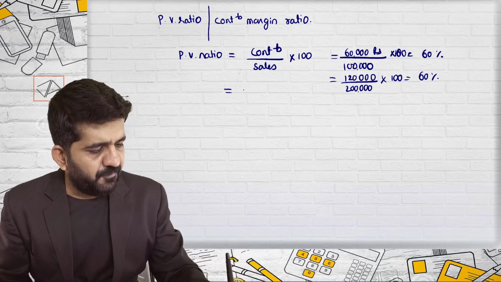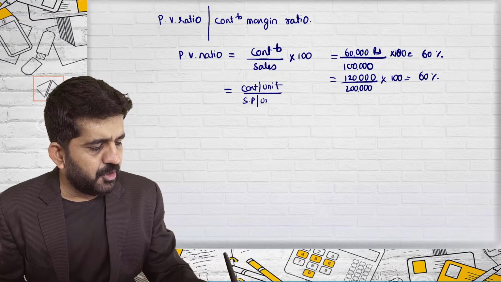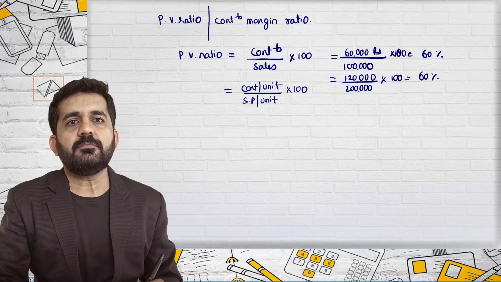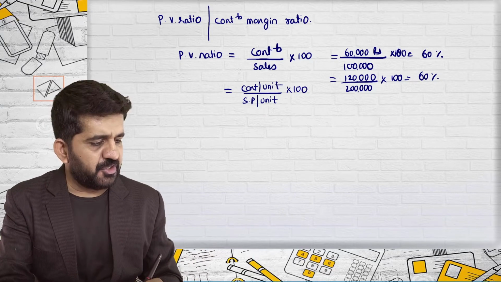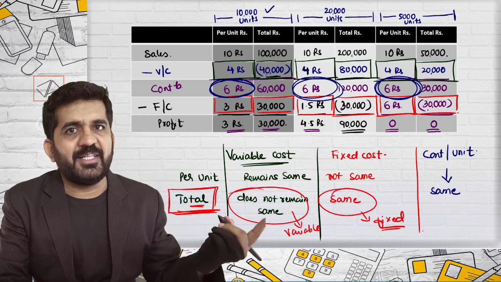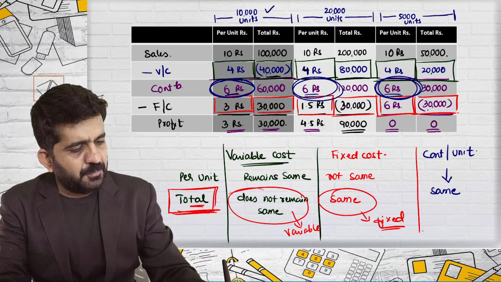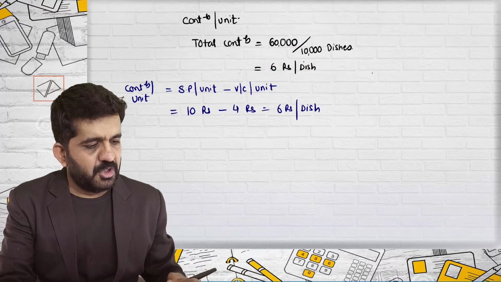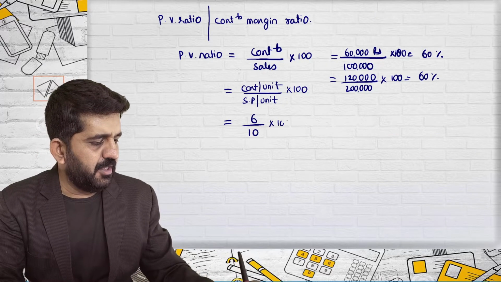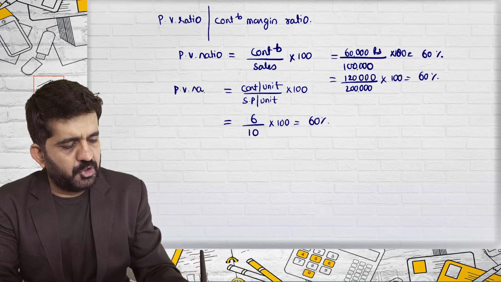PV ratio can also be found out by contribution per unit divided by selling price per unit multiplied by 100. Let me check in this question whether it is coming correct or not. What is contribution per unit? At 10,000, 20,000 or 5,000 level, the contribution per unit is remaining the same, which is 6. Selling price per unit is rupees 10, so it is also remaining the same. Contribution 6, selling price per unit 10, multiplied by 100 is 60%. So even this is a formula for PV ratio.